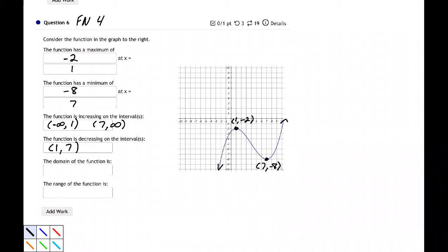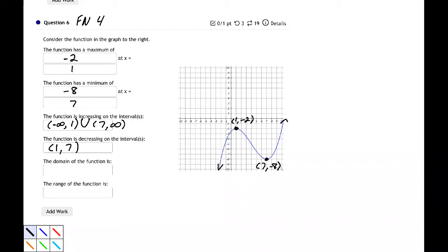Now, because there are two intervals, I'm going to put a union. That's a capital U you can type, or in the toolbar there's an actual union symbol, but it looks like a U. And that describes all of the increasing and decreasing behavior. There are no intervals where this is constant, so we don't worry about that.